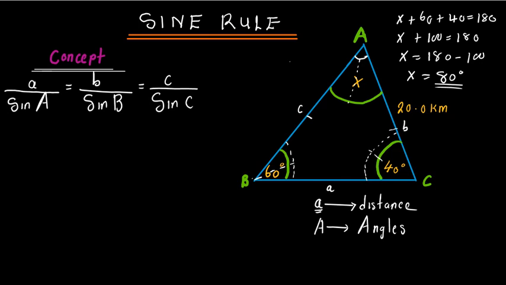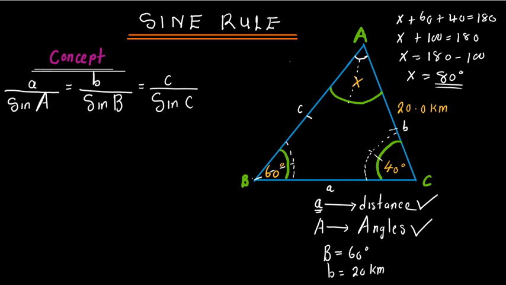Now, in order for you to calculate the other sides, you need to have one side which is complete. By complete, I mean it must have the distance and it must have the angle. In this case, B is complete because B has an angle of 60 degrees, and at the same time it has a distance of 20 kilometers. So always, whenever you are dealing with the sine rule, look out for a side which is complete. The side which is complete is what you shall be using to find the other sides.